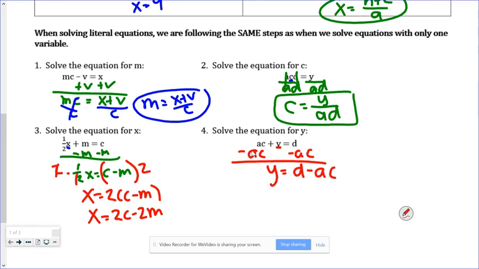Okay, so that's what we have today for our literal equations day 1 notes. Make sure you're working on the backside, all those problems in the bronze, silver, and gold categories.